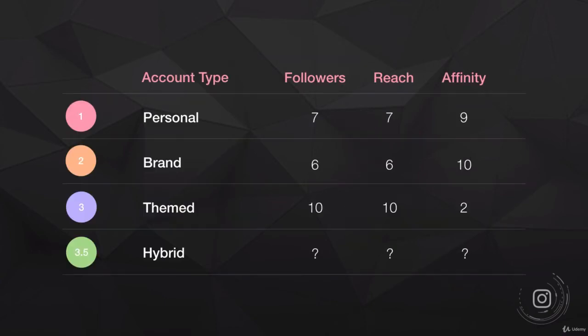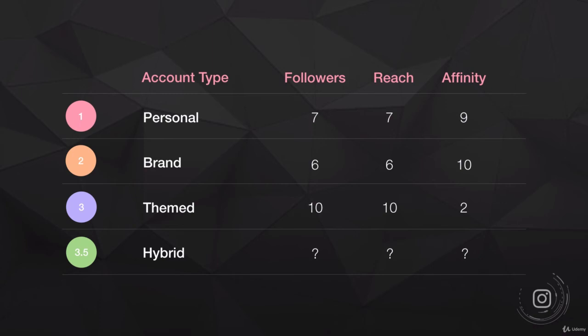Now, here are the 4 of the 3.5 account types, and here is how they rate in each of the important categories on what is a valuable Instagram account. Because, of course, the purpose of your Instagram account is to create value in one way or another. So whether you want to create a lot of followers, you may want to go with just a themed account. Themed account has quite viral content if you're just posting about cats, or you're just posting about holidays, or you're just posting about World of Warcraft, or whatever it is that your theme is.